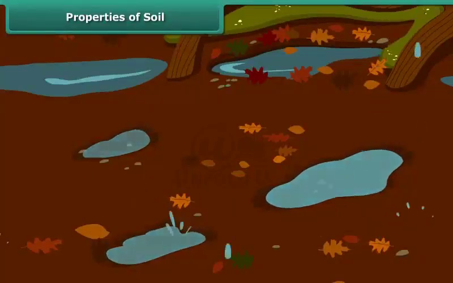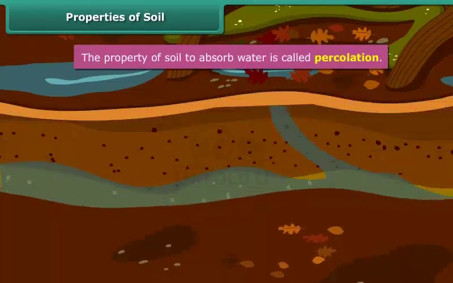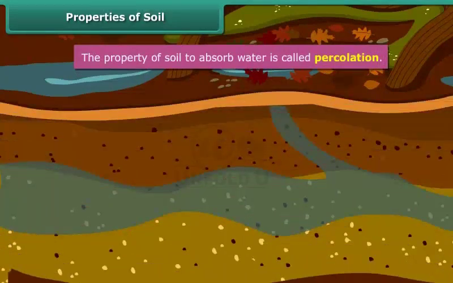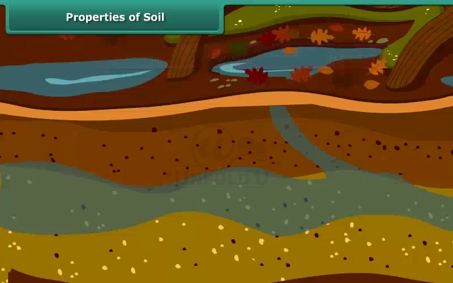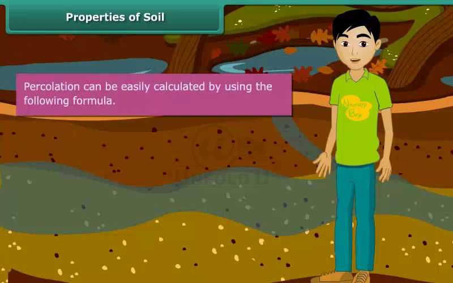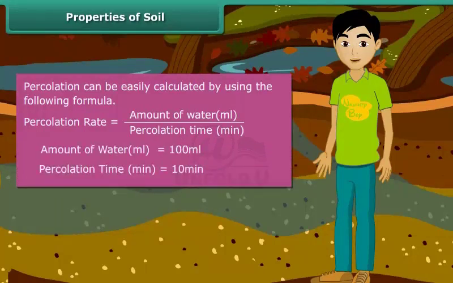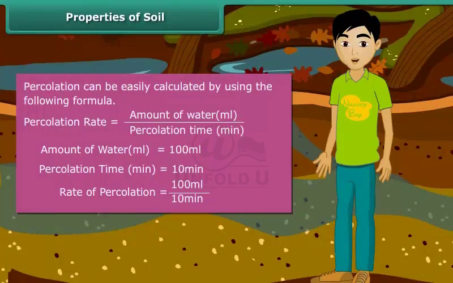Properties of soil. Soil has the property to absorb water. This is called percolation of water by soil. Can we measure the percolation rate of water in different soils? Yes, the rate of percolation can be easily calculated by using the following formula. Suppose that for a certain soil sample, it took 10 minutes for 100 milliliters to percolate. Then, the rate of percolation will be equal to 10 ml per minute.